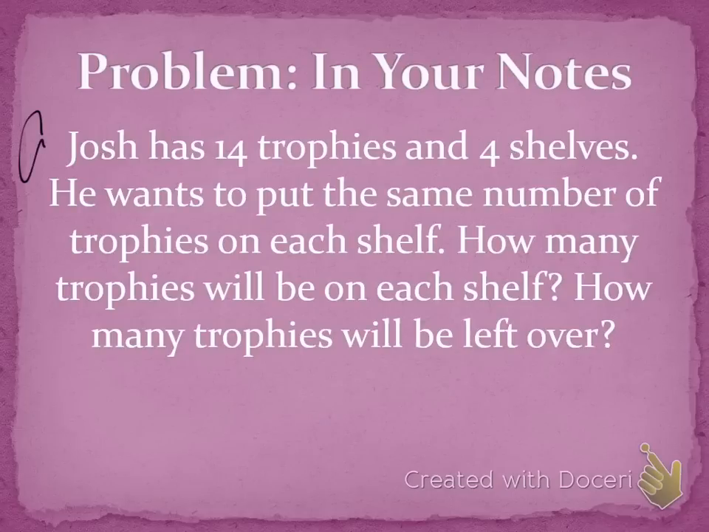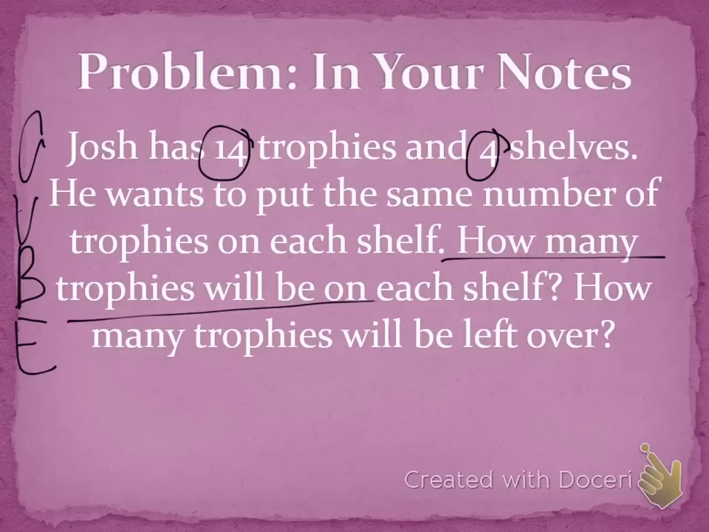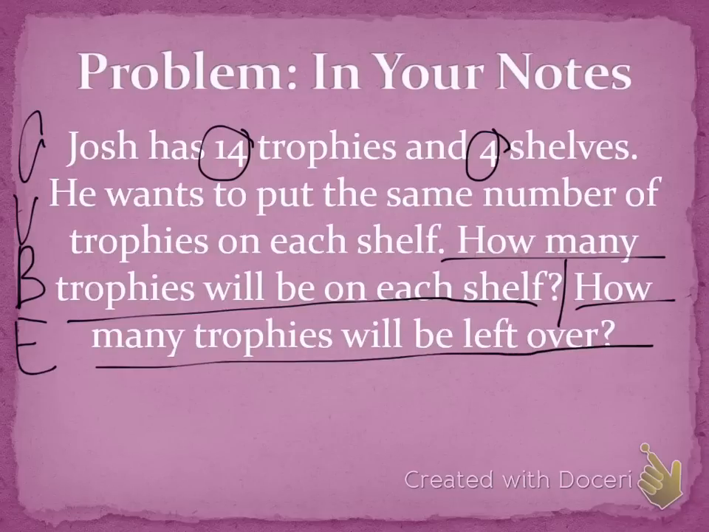Okay, first thing I need to do is cube my problem. I need to circle my numbers. I have 14 trophies and 4 shelves. Underline the question. For this particular problem, I have 2 different questions, but I'm going to remember to solve them one at a time. Box in all the important numbers, or important information. How many trophies? So trophies will be my label for that one, and how many trophies will be left over. So both parts of my answer are both going to have the label of trophies.